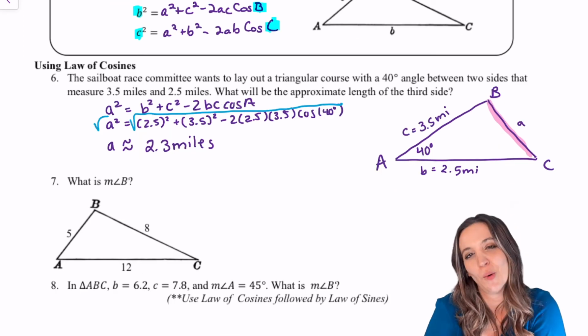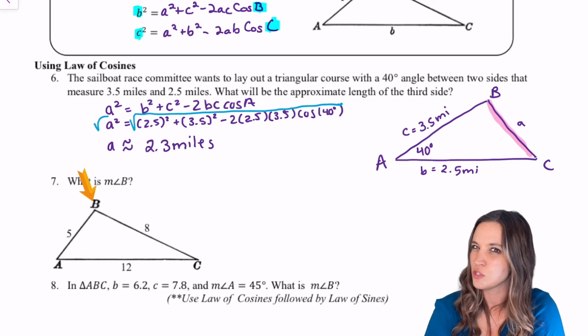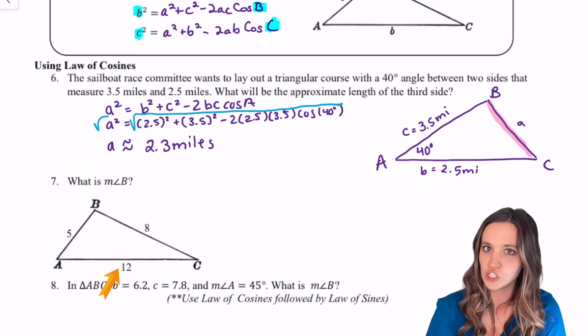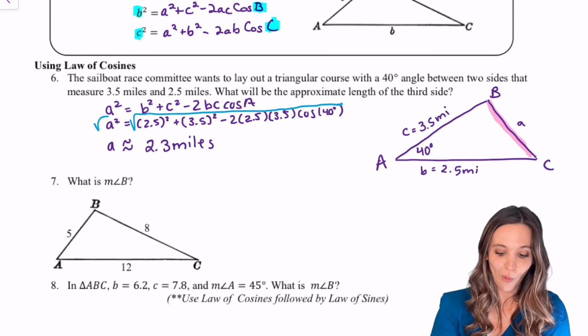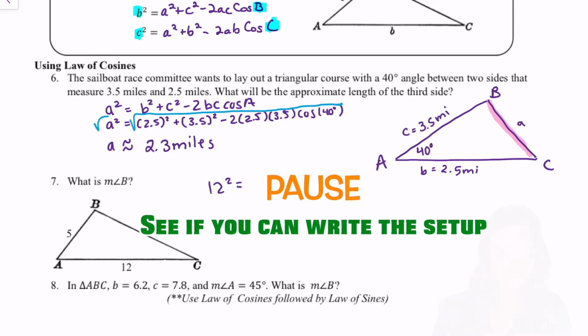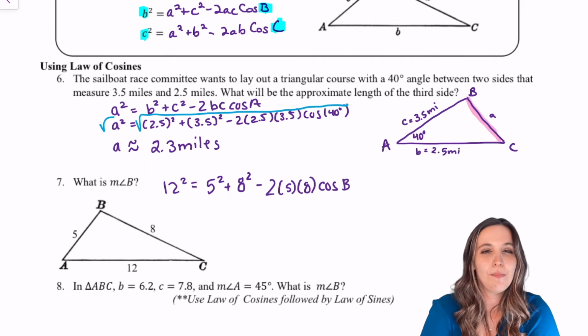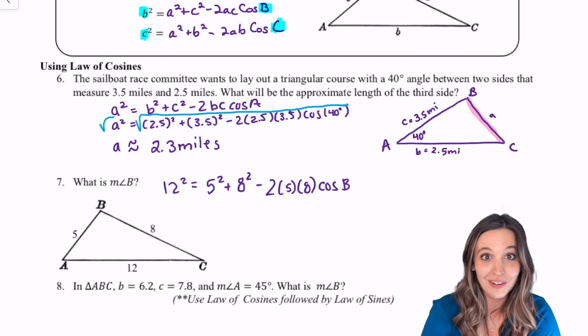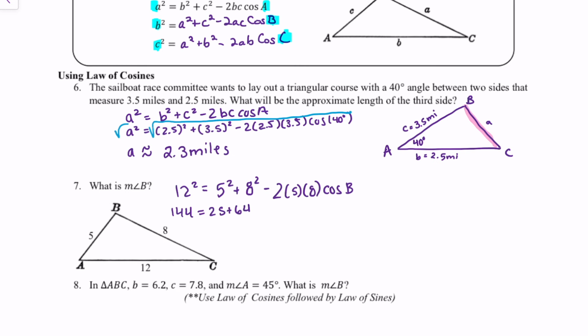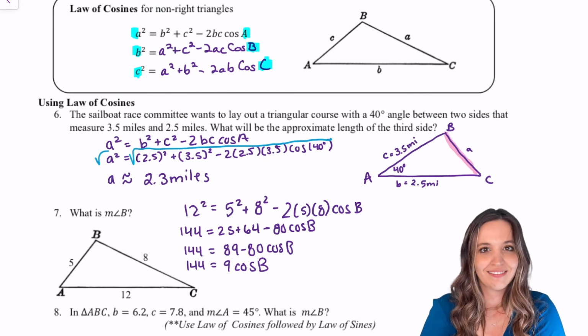In this next example, we want to solve for a measure of angle B. So that means we want to work from side B, which is 12. Let me get you started. 12 squared equals... Now that we have the setup, let's do some simplification before we solve for cosine B. 144 equals 9 cosine B.